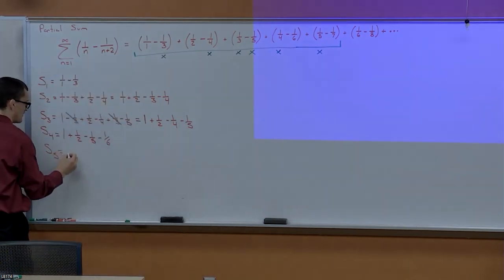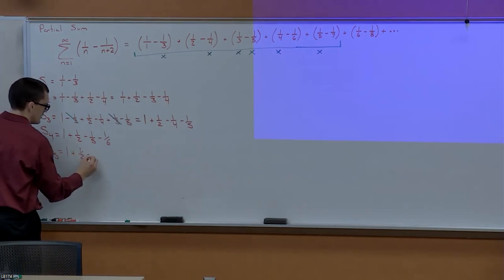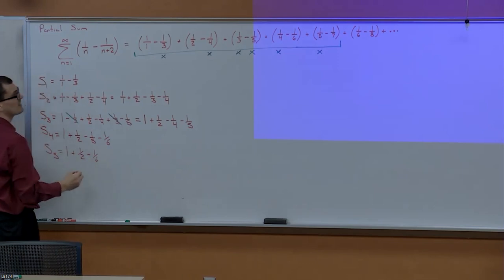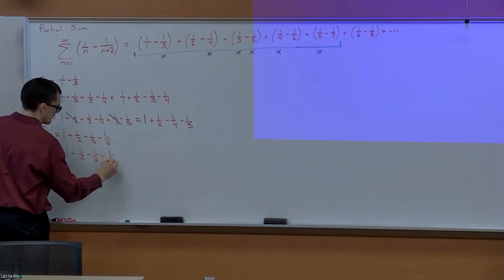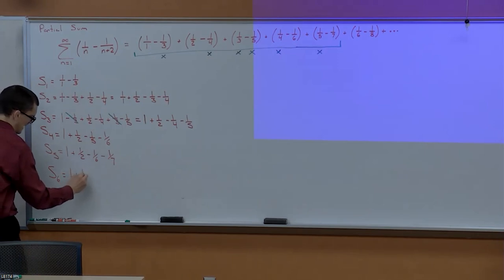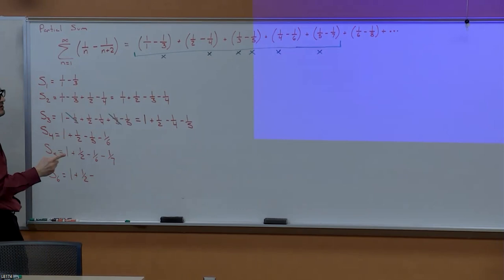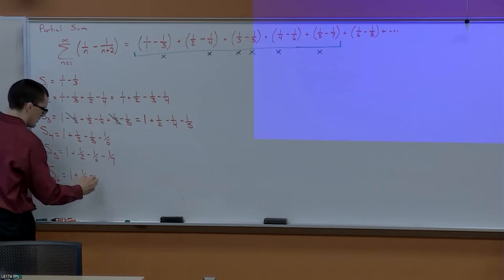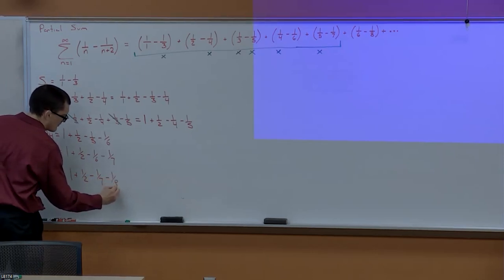S sub 5 is 1 plus a half minus 1 sixth minus 1 seventh. S sub 6 is going to be 1 plus a half. Then this 1 sixth cancels out with the next negative 1 sixth. So you're going to get a negative 1 seventh and a negative 1 eighth.